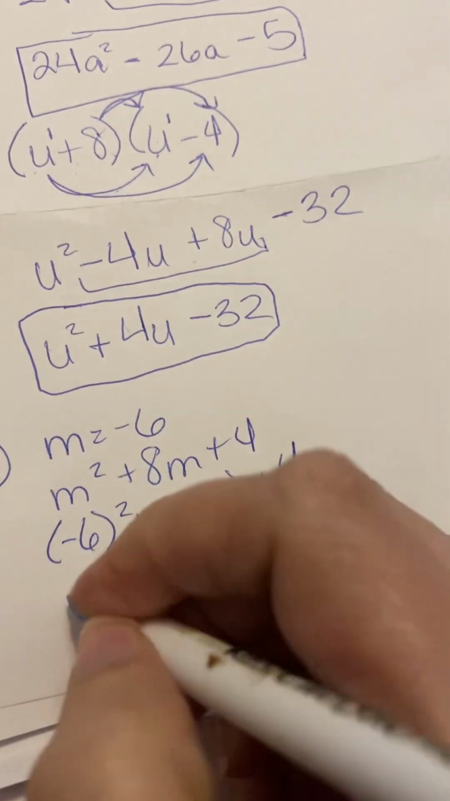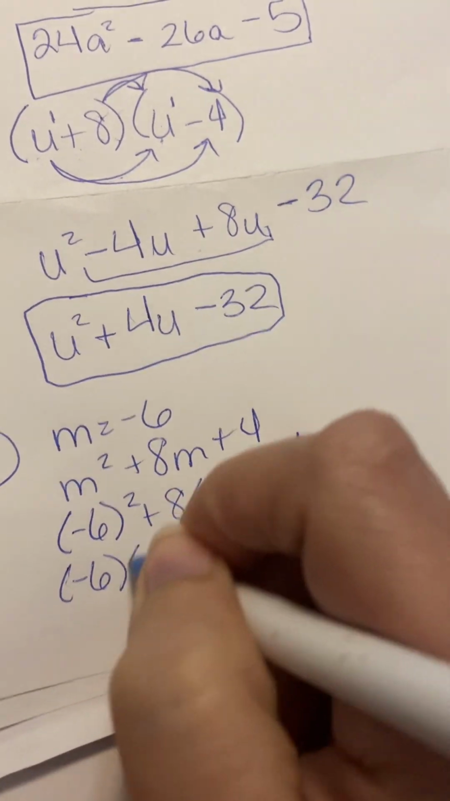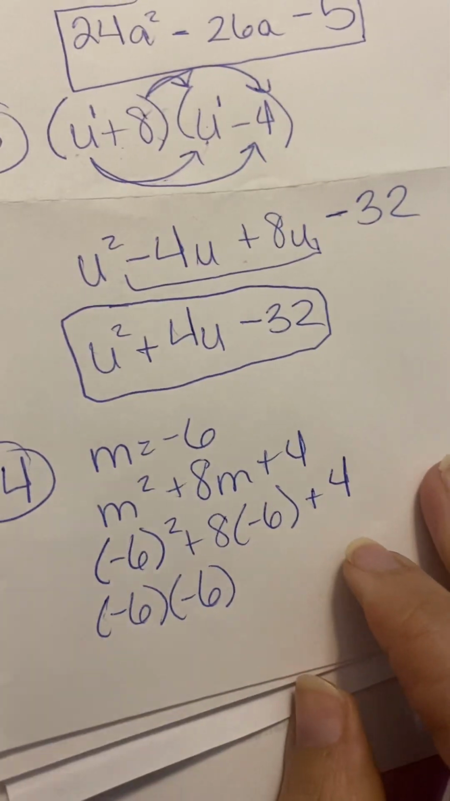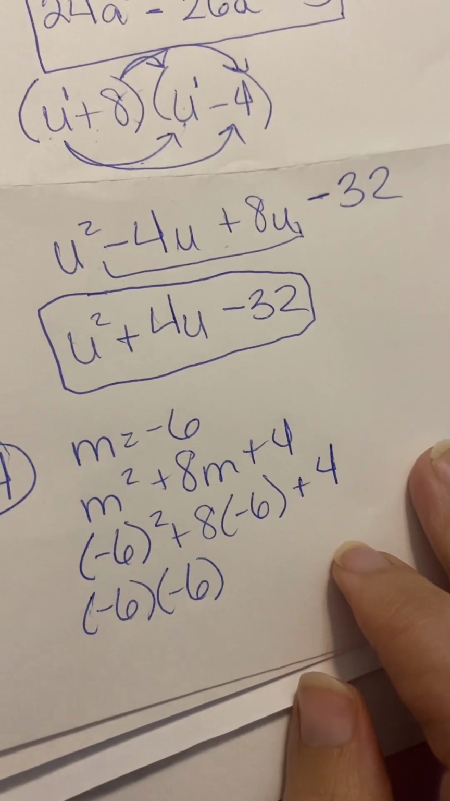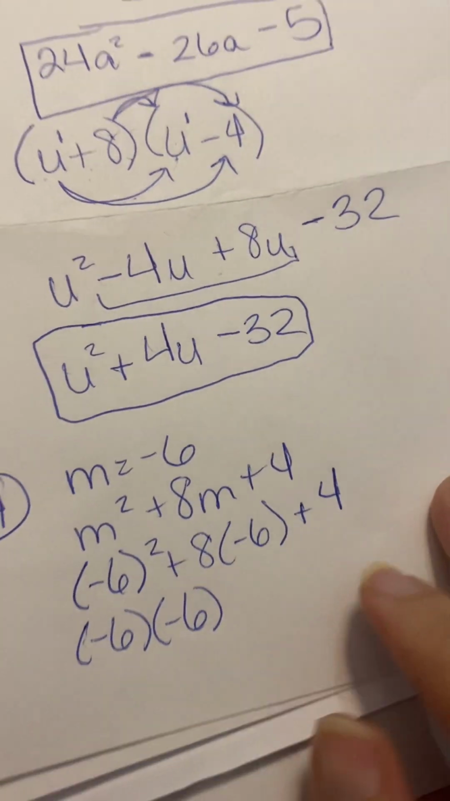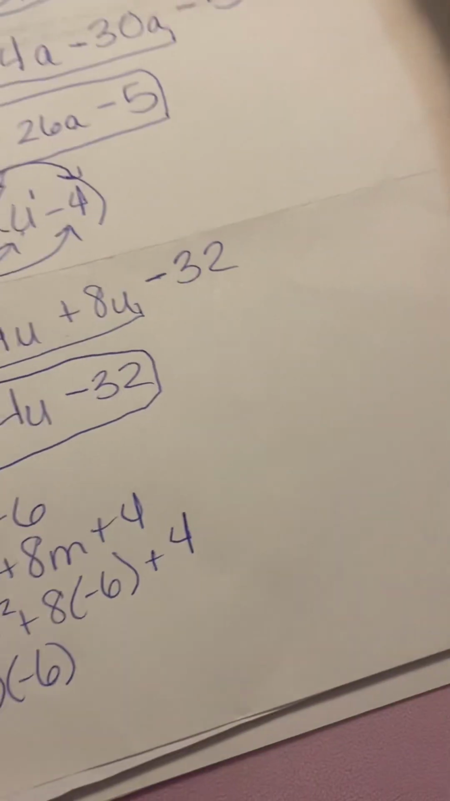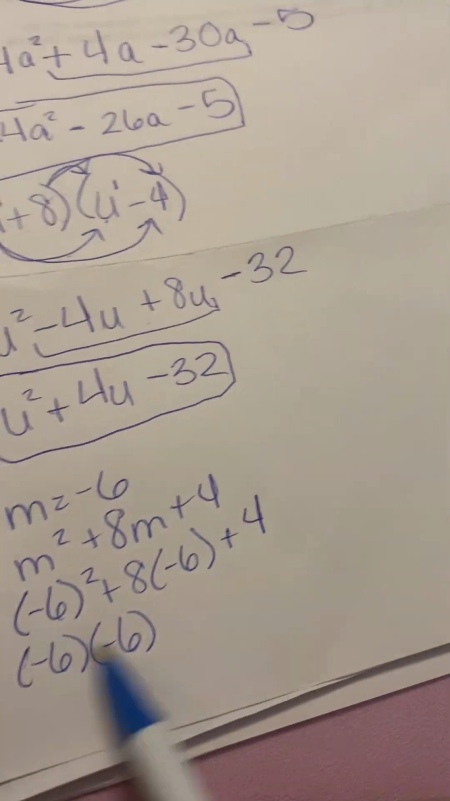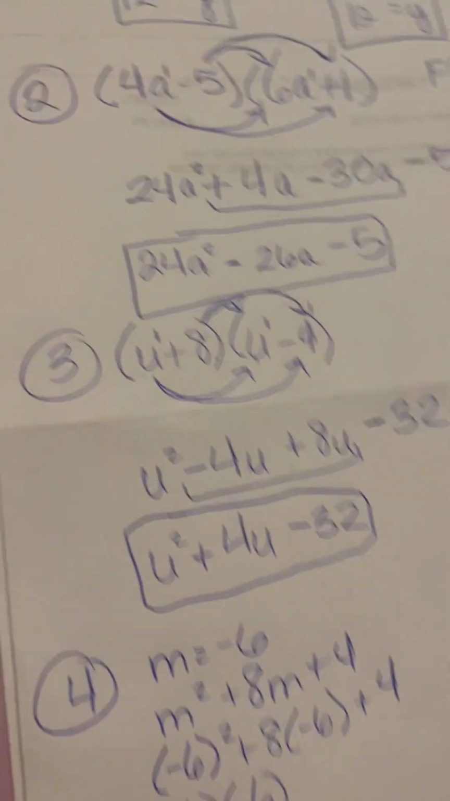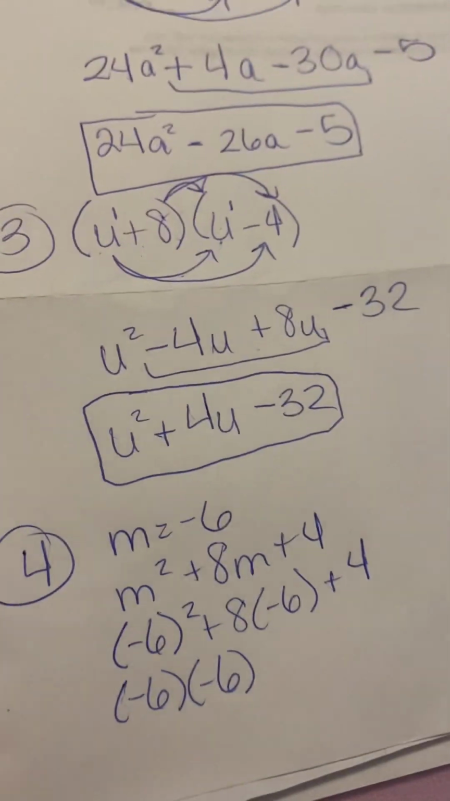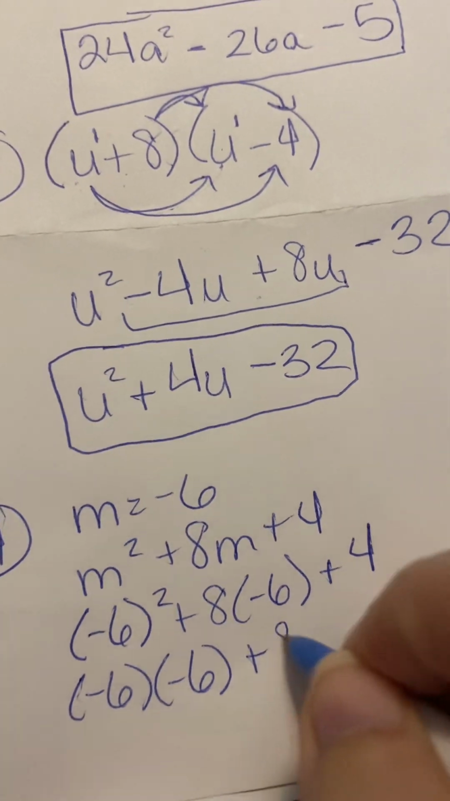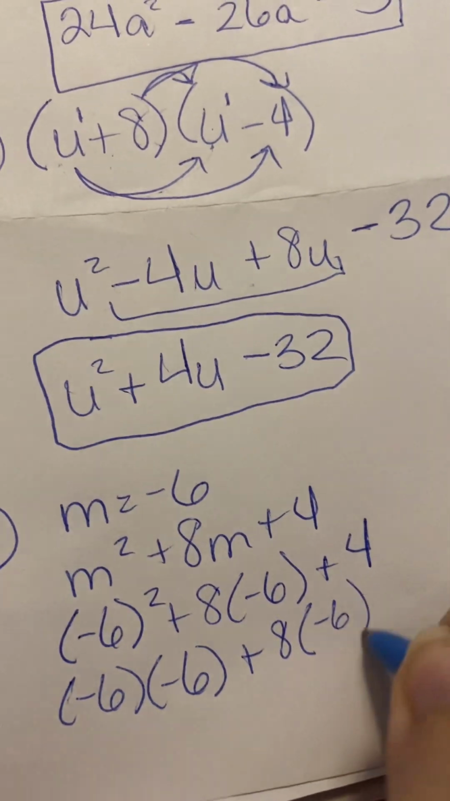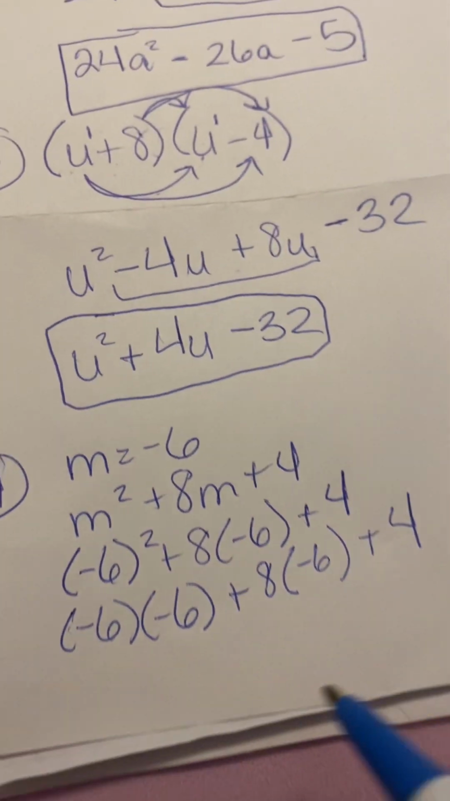So squared means times itself. Please do not pay attention to that Wendy's commercial that says 2 squared, meaning 2 times 2, because that is just unintelligent. Squared means times itself. Plus 8 times negative 6 plus 4.